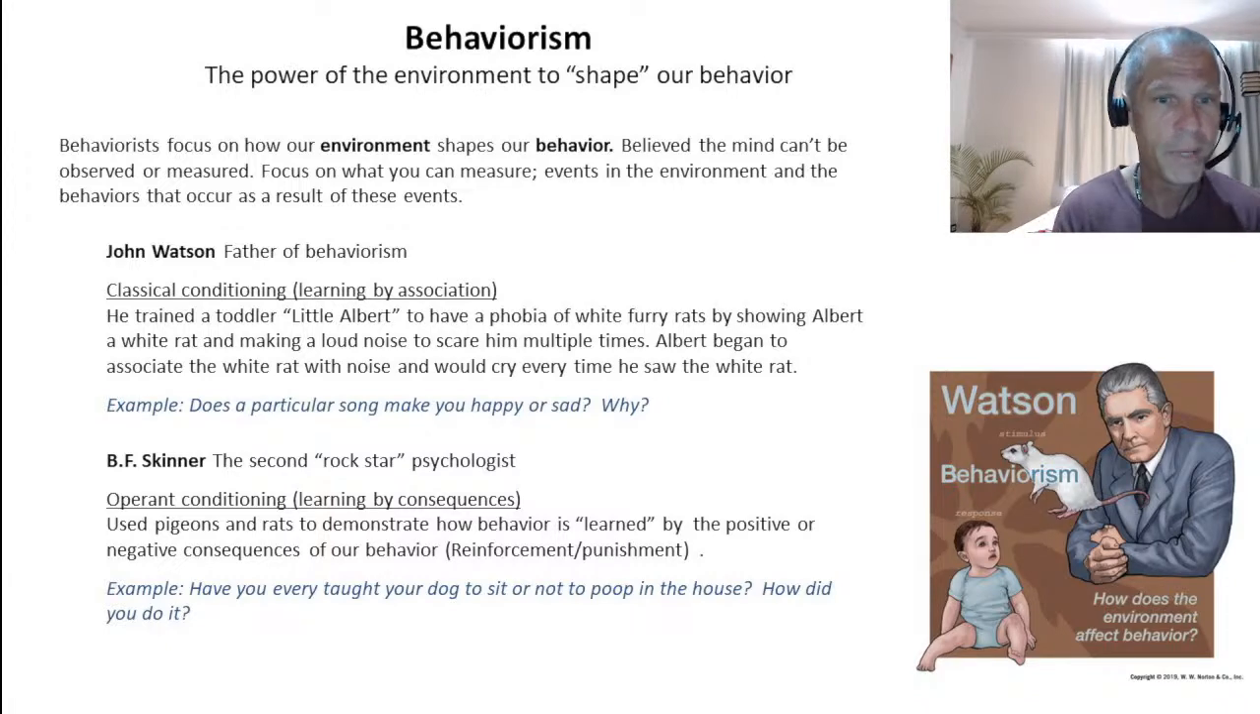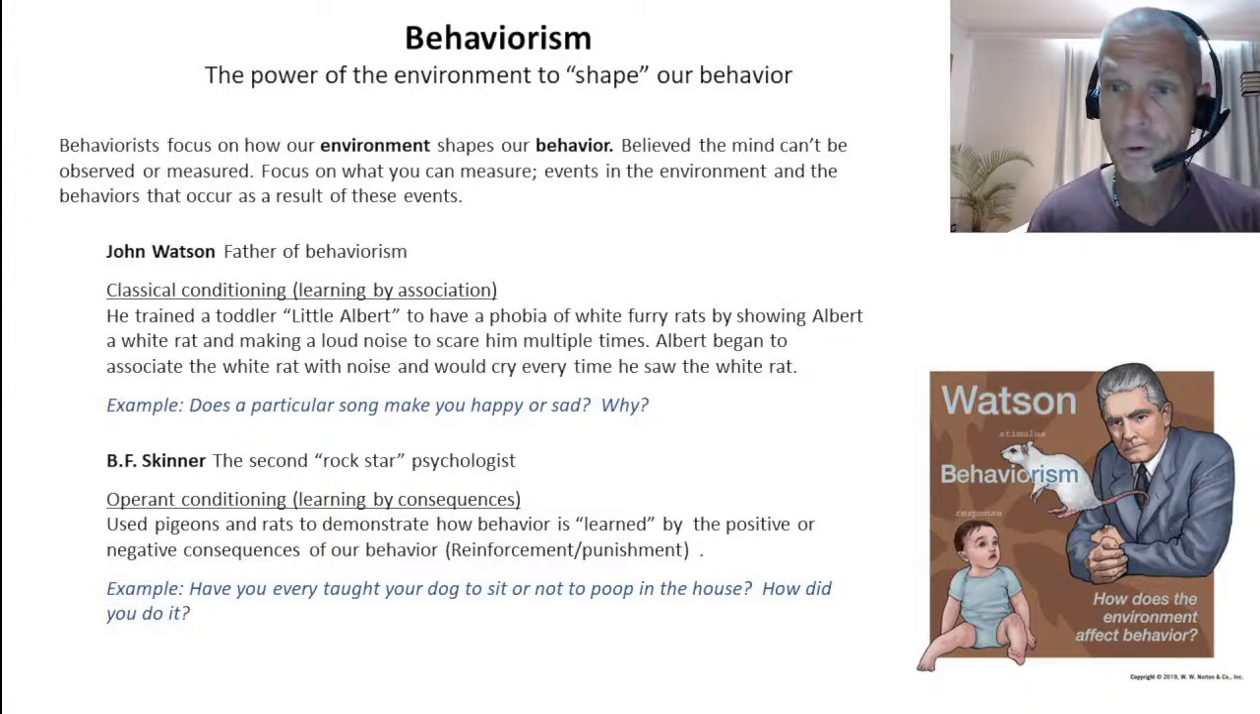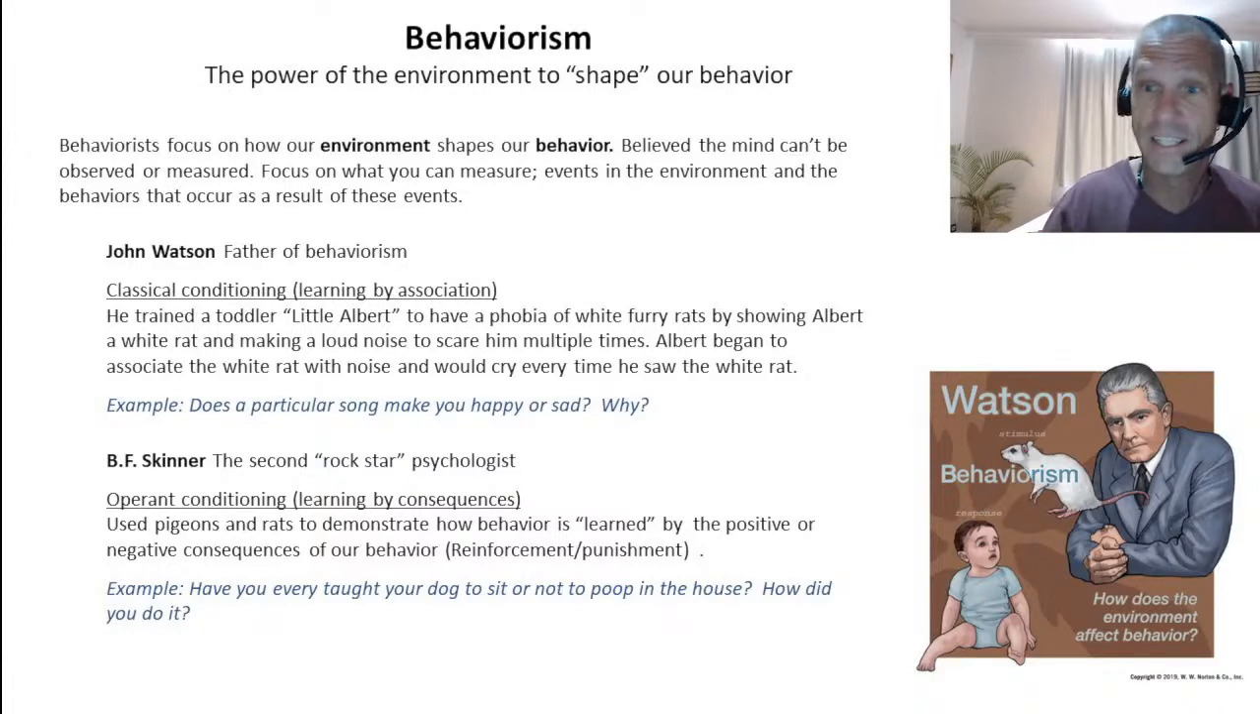Now, another psychologist who's sort of a behaviorist was B.F. Skinner. He was probably the second rock star psychologist after Sigmund Freud. Both of these psychologists are incredibly famous. Now, B.F. Skinner's famous for teaching rats how to press a lever to receive a food reward. If you've ever heard of the Skinner box or rats pressing bars for rewards, you are talking about Skinner's brand of behaviorism called operant conditioning. And this is learning by consequences. B.F. Skinner used pigeons and rats to demonstrate how behavior is learned by the positive or negative consequences of our behavior. So, if you've ever taught your dog to sit or not to poop in the house, then you've engaged in operant conditioning, sort of the second big approach that existed in psychology from 1900 to 1950.